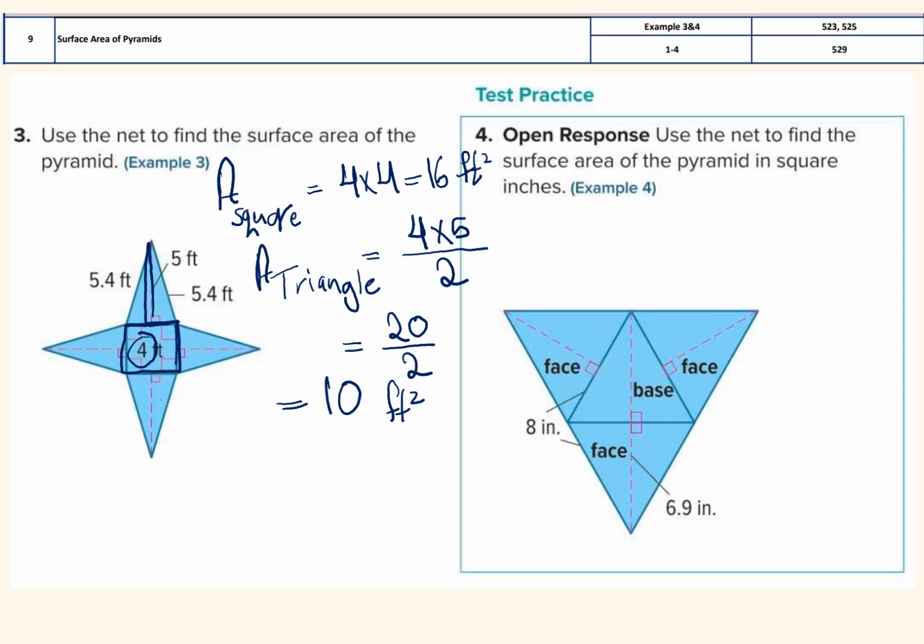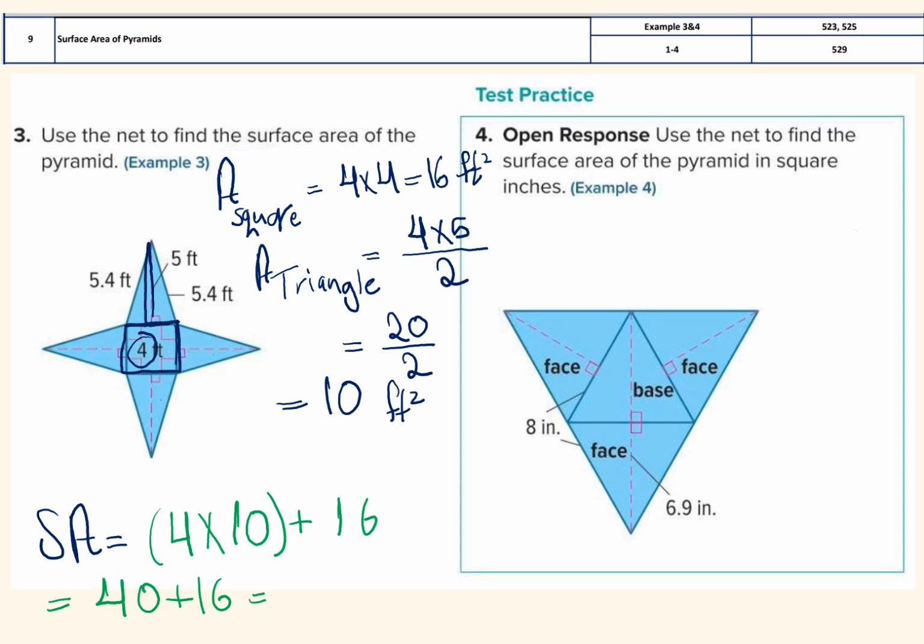Now, let's find the surface area. The surface area, as we agreed, is to multiply the area of one triangle by 4, since we have 4 triangles. And then we will add the area of the base, which is 16. The answer is going to be 40 plus 16, which is 56 square feet.